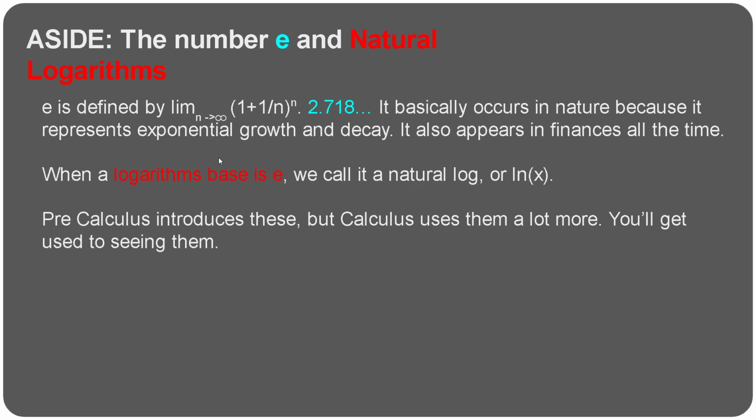If you're interested in knowing more about e, there's some great videos out there that explain where it actually comes from. It came from a financial problem. So when a logarithm's base is e, we call it the natural log, or ln of x. So just know that whenever you see ln of x, that's a natural logarithm, so the base is e. And like I said, pre-calculus introduces these. Calculus uses them all the time, so you'll get used to seeing them, don't worry.